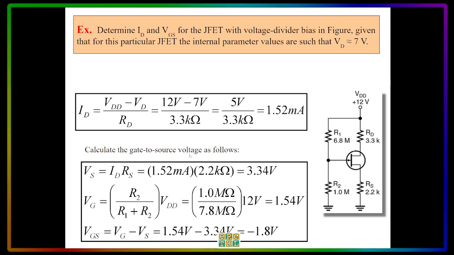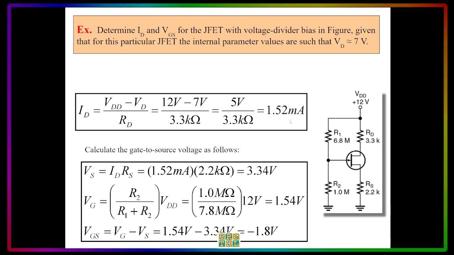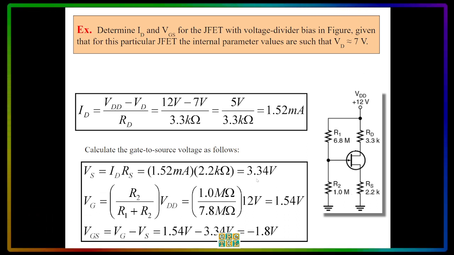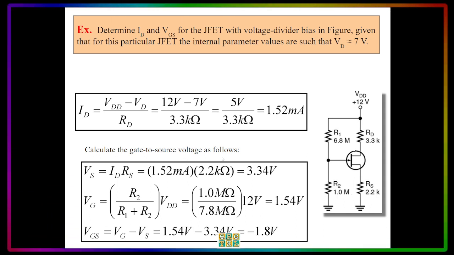To calculate the gate to source voltage, we will have to do the following. VS will be equal to ID multiplied by RS. That will be 1.52 milliamperes that we take from here, multiplied by 2.2 kilo ohms, which is the RS given here. That will be 3.34 volts, because the milli is 10 to the minus 3 and the kilo is 10 to the 3, so they will cancel each other.